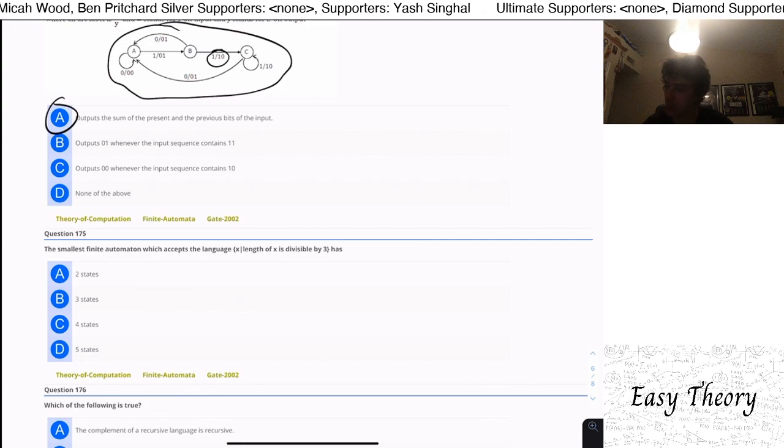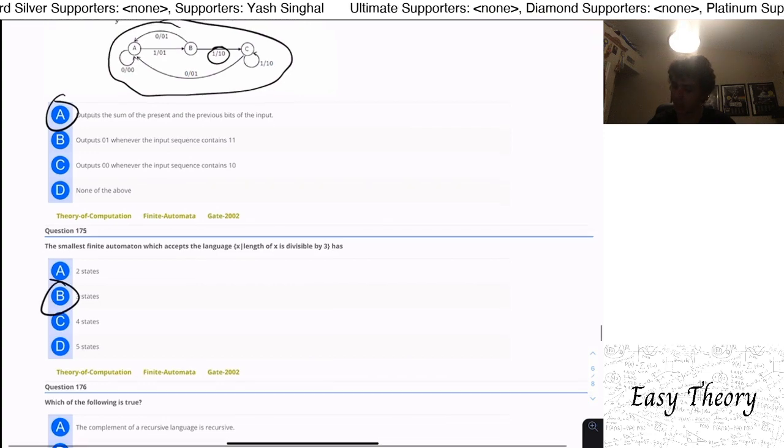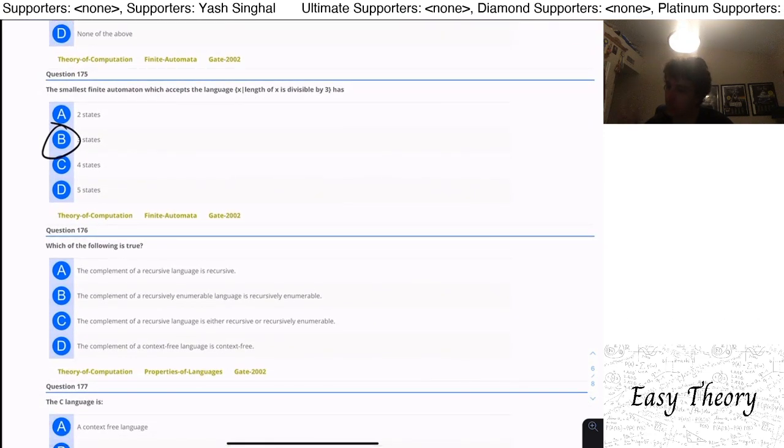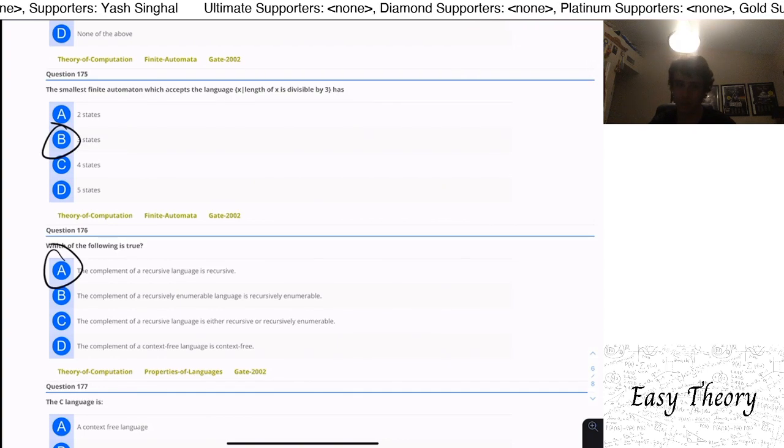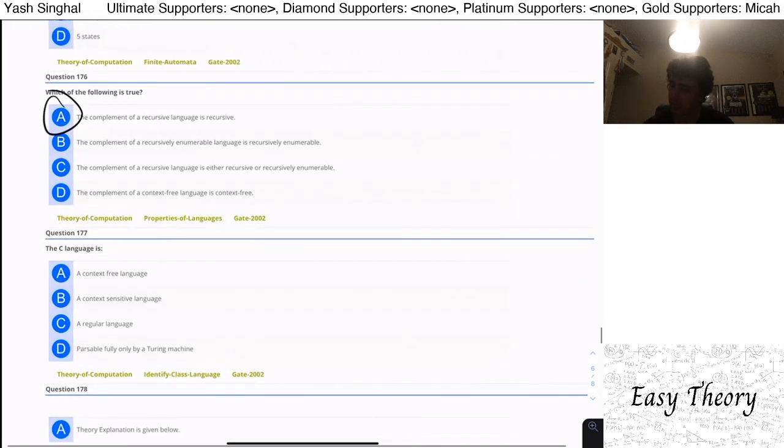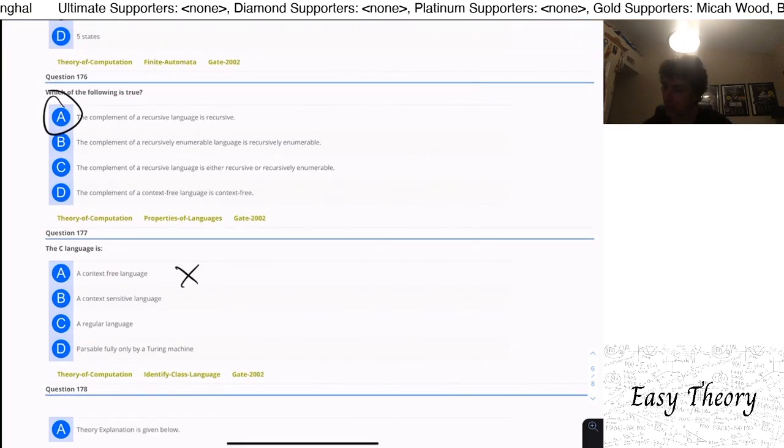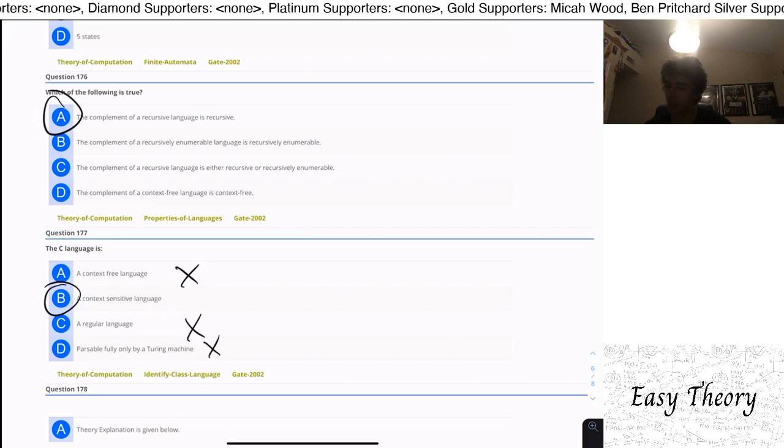The smallest finite automaton for length divisible by 3. So this one is pretty easy. This is 3 states. Complement of a recursive language is recursive. Yep, so that's A. C language is not context-free. It's not regular. Not parsable by only a Turing machine, I don't think. I think it's context sensitive.